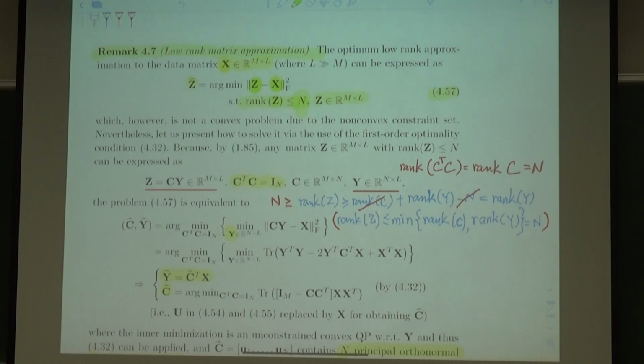Is the constraint set convex, right? No constraint for Z, M times L. But is this constraint a convex constraint? It's an inequality constraint. Rank Z is not a convex function, right? Do you remember? Rank is not a convex function, right? Okay, so how do we handle this?